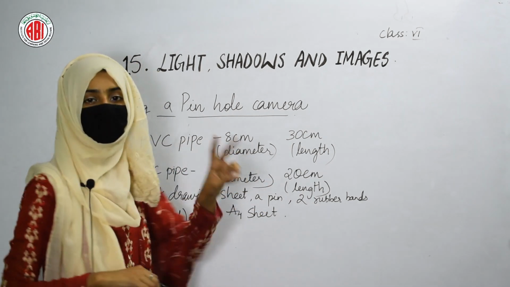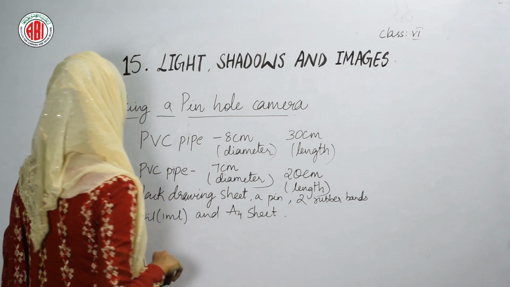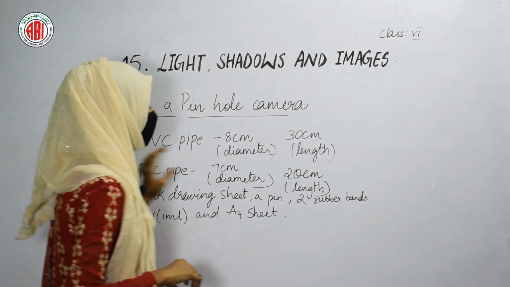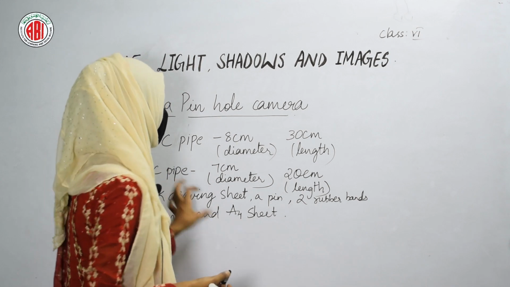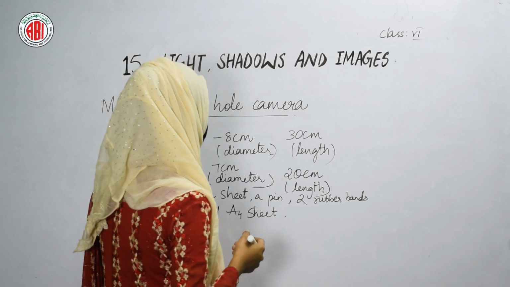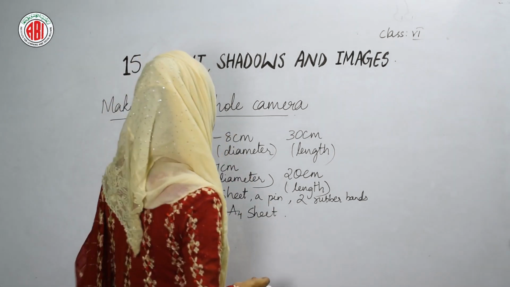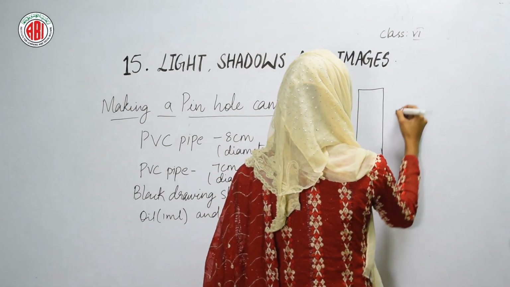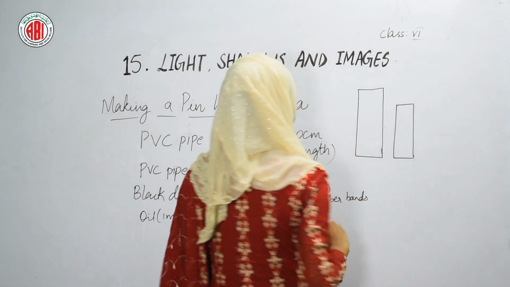In such a way we need 2 PVC pipes of different diameters and different lengths, and we also need a black drawing sheet, a pen, 2 rubber bands, 1 ml of oil and 1 A4 sheet. So with these things we can make our own pinhole camera. Let us see how we can make it. We have taken 2 PVC pipes. One is bigger and one is a little bit shorter than the first one.